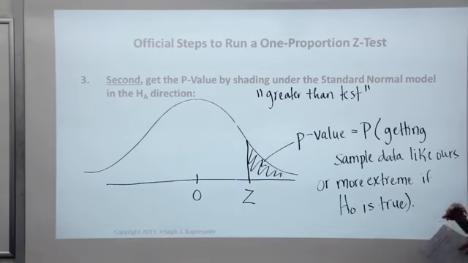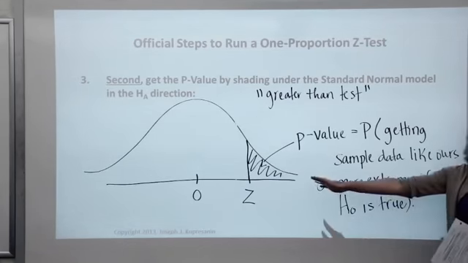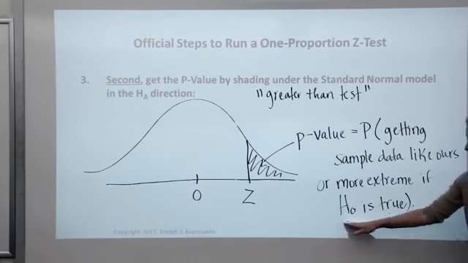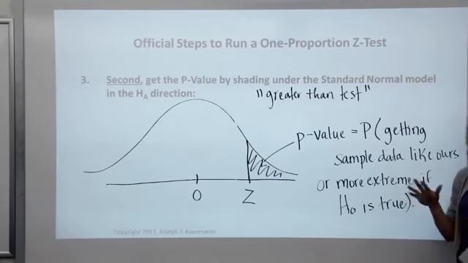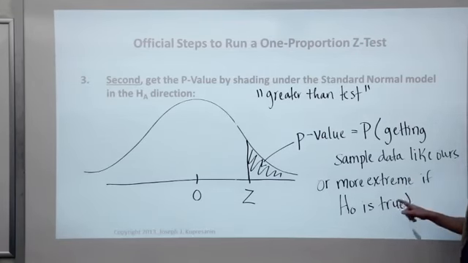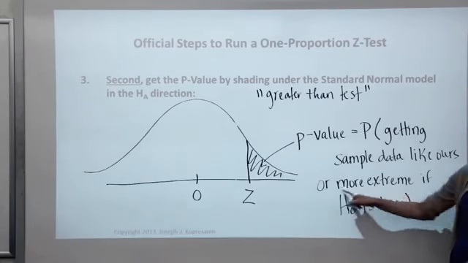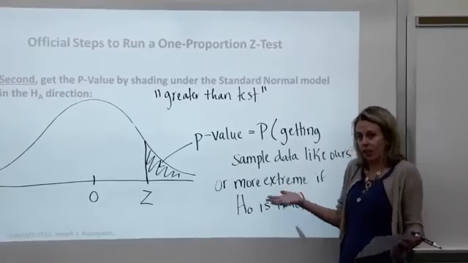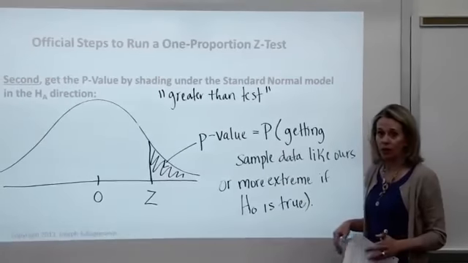Okay, and we're going to base our conclusion about our hypothesis test on that p-value. How likely are you to get sample data like you observed or even more extreme if the null hypothesis is true? If you're not very likely to get that kind of data, then that makes you kind of wonder, maybe this null hypothesis is not true. If you're fairly likely to get that, then okay, we continue to believe the null hypothesis.